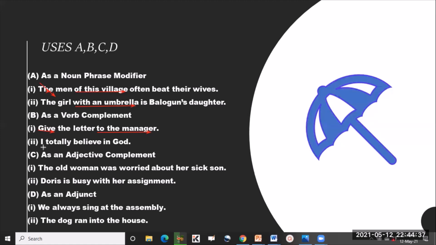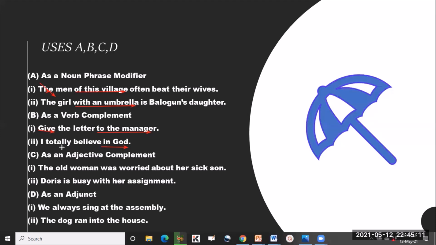we look at the second example, I totally believe in God. Now, the prepositional phrase here is in God. Again, you see it as a complement of the verb believe. I believe in God. The verb here is believe. And how do we know it is a complement of the verb? Because it completes the meaning of the verb.